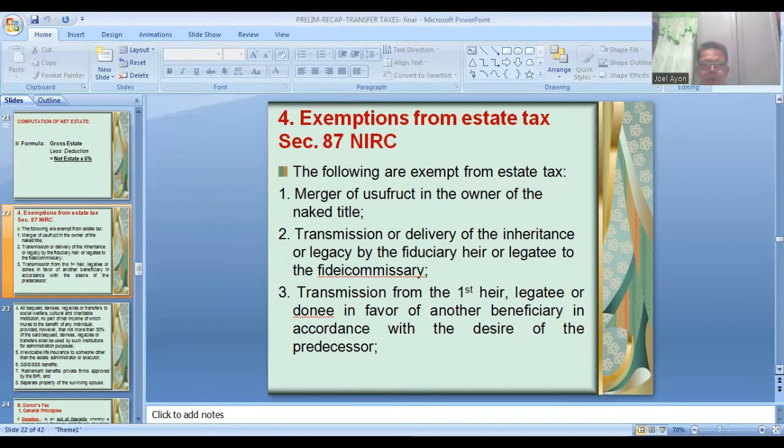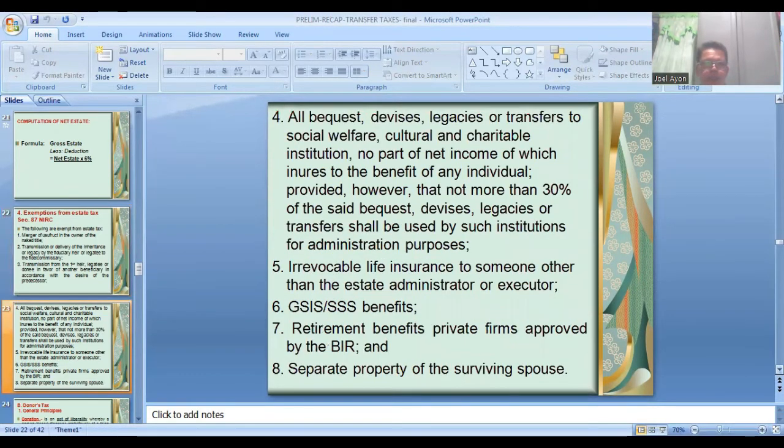Then we have another exemption, number 4: all bequests, devises, legacies, or transfers to social welfare, cultural and charitable institutions, no part of the net income of which inures to the benefit of any individual, provided, however, that not more than 30%, take note, 30% of the said bequest, devises, legacies, or transfer shall be used by such institution for administration purposes.